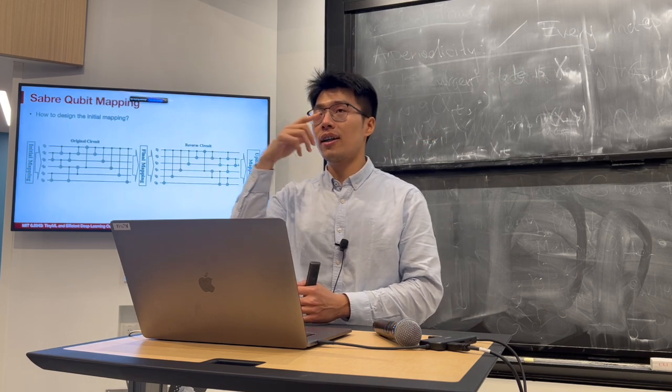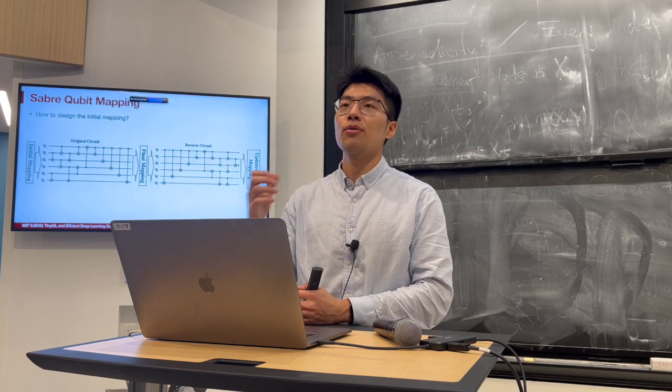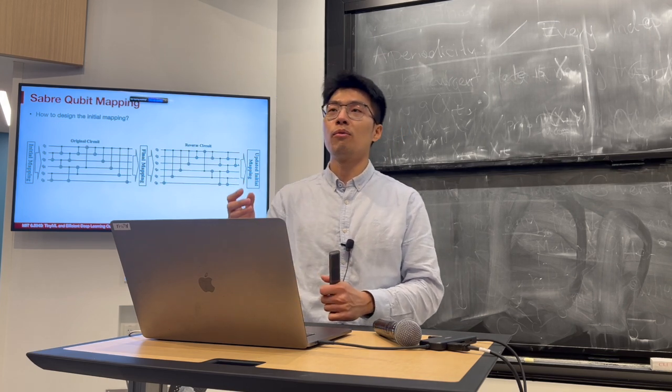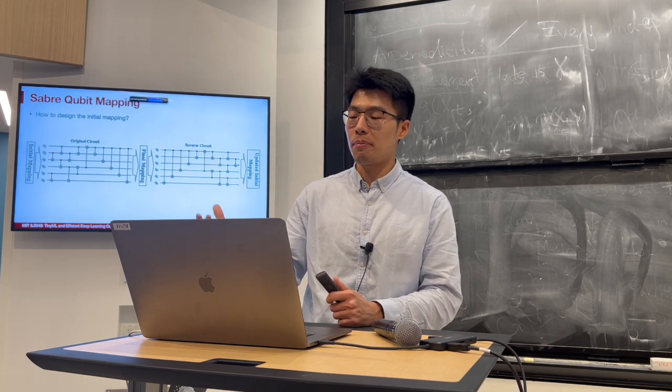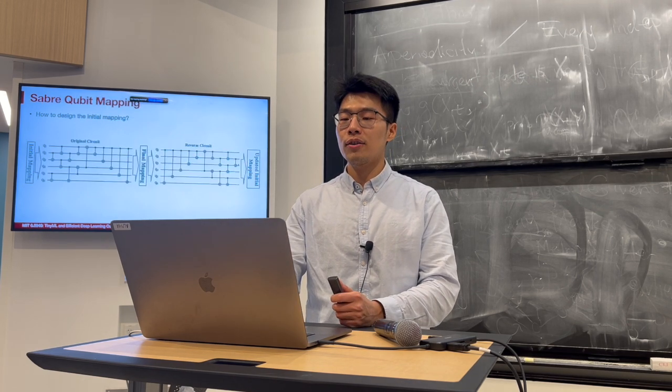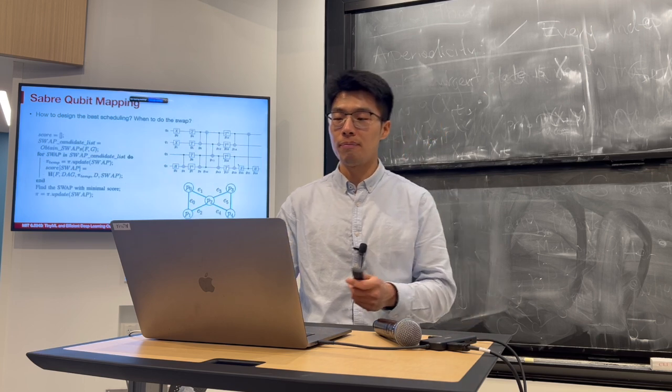So in that case, it's like a bootstrap process to always improve the initial mapping. And then we can always find a way to reduce the number of swaps we have to insert into this system. So this is the heuristic-based qubit mapping process.